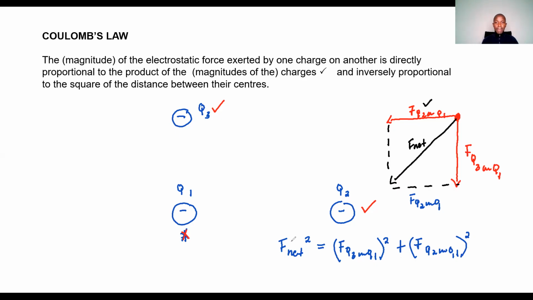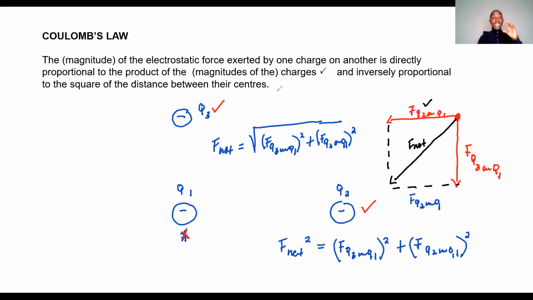So at the end of the day, the net force is the root of force Q3 on Q1 squared, plus force Q2 on Q1 squared. Now that's how you get the magnitude of that force, and in this case it's Coulomb's law in two dimensions. But let's add some more flavor to all of this.